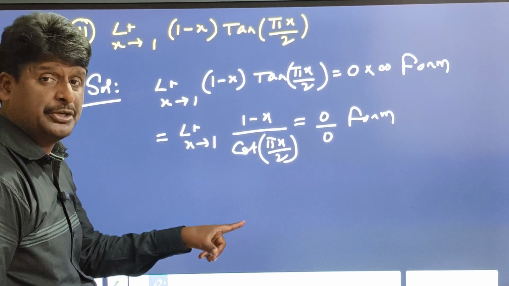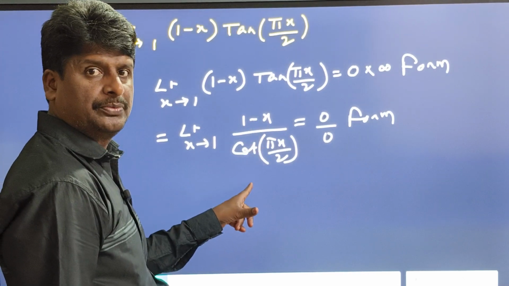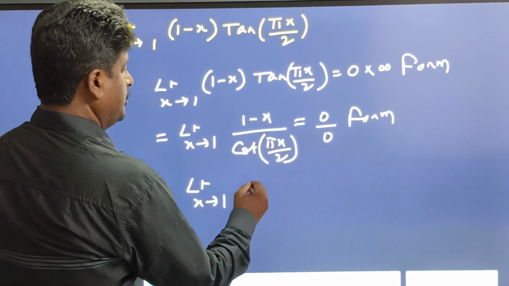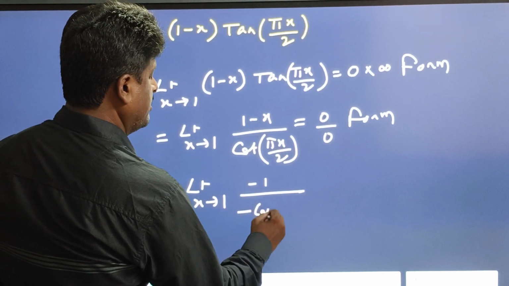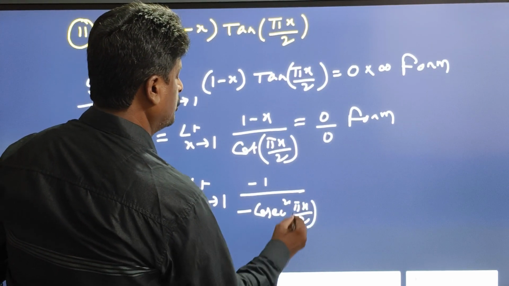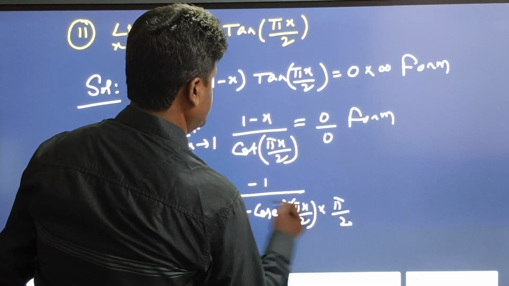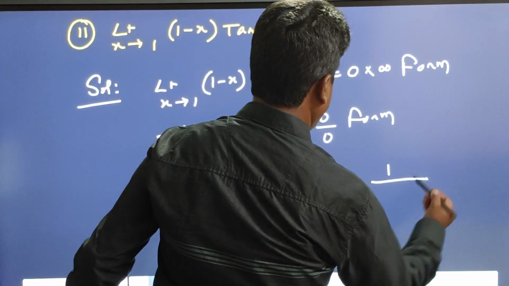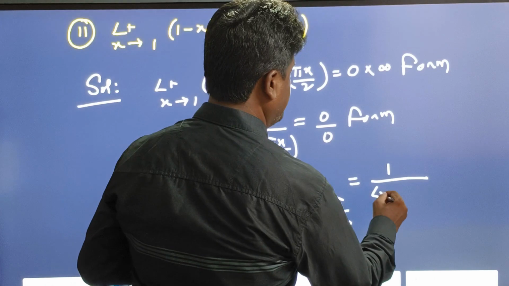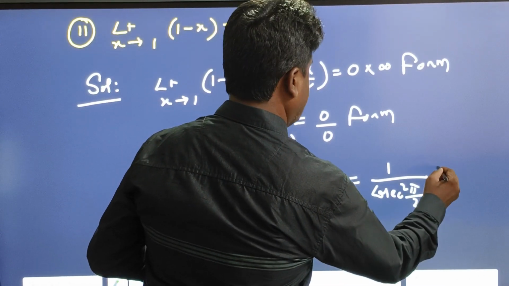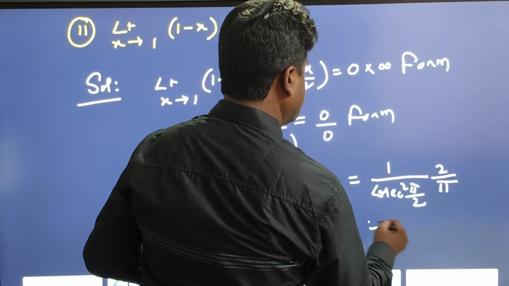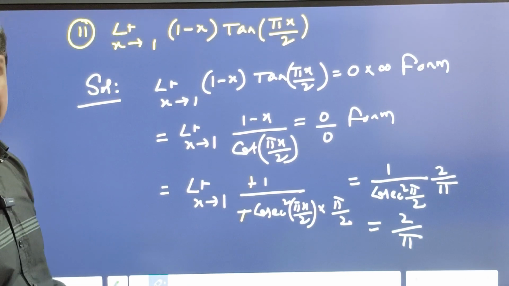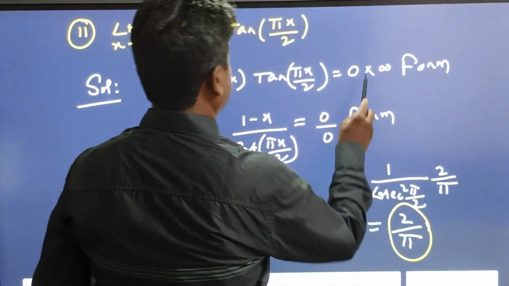Whenever 0 by 0 form, cot pi by 2 is 0. 1 minus 1 is also 0. Whenever 0 by 0 form, we can apply L'Hospital rule. Numerator minus 1, denominator minus cosecant square pi x by 2 into inner derivative pi by 2. Minus minus cancelled. Applying the limit, cosecant square pi by 2 is 1, so the numerator gives 2 by pi. So the answer is 2 by pi. Okay, so this is the answer for this question.